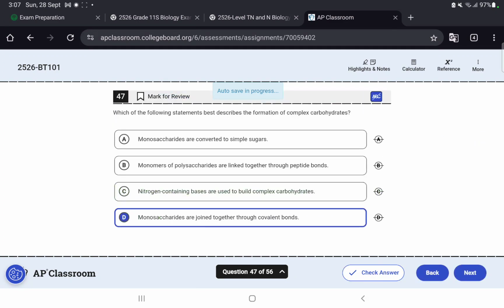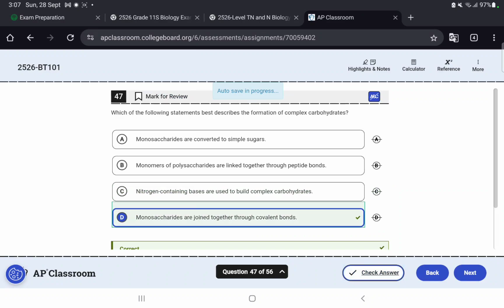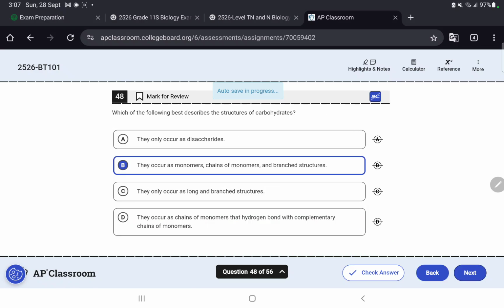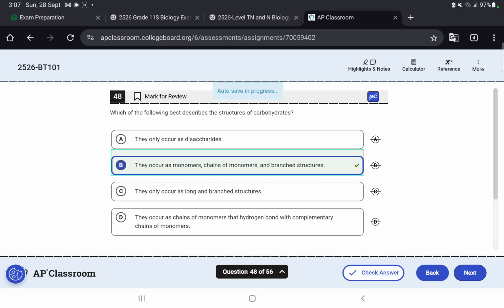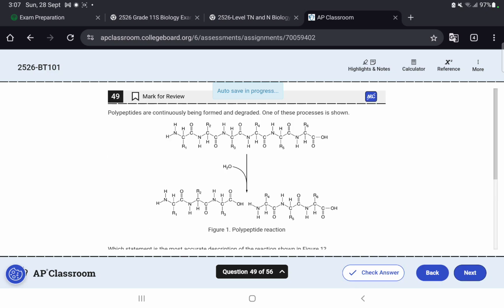Which of the following statements best describes the formation of complex carbohydrates? Monosaccharides are joined together through covalent bonds. That's fairly straightforward. The monosaccharides join, you get a polymer, which are the polysaccharides. Which of the following best describes the structures of carbohydrates? They occur as monomers, chains of monomers, and branched structures. So carbohydrates have monomers, polymers, and branched structures, because the polymers are also branched. Like amylopectin is branched, so that's why.